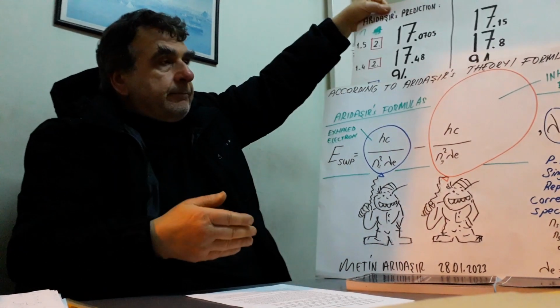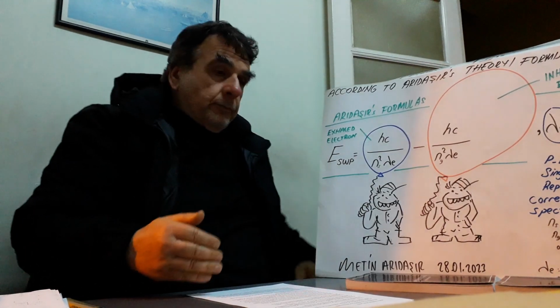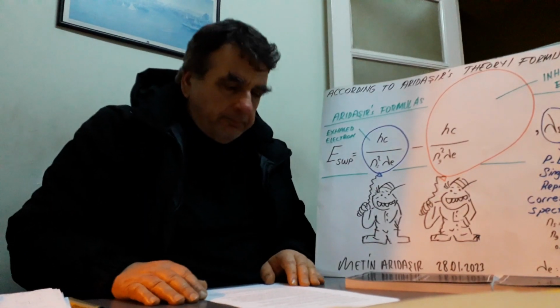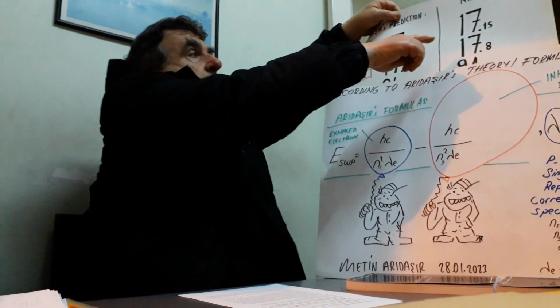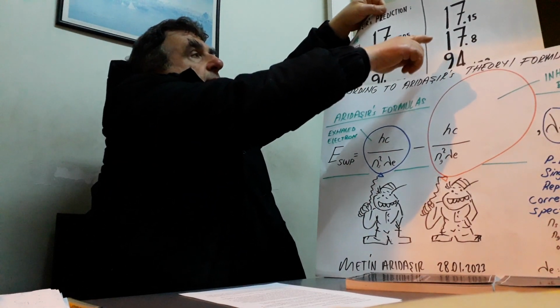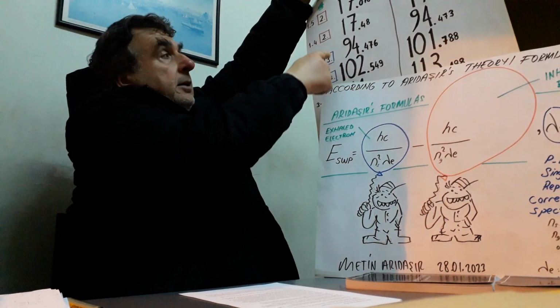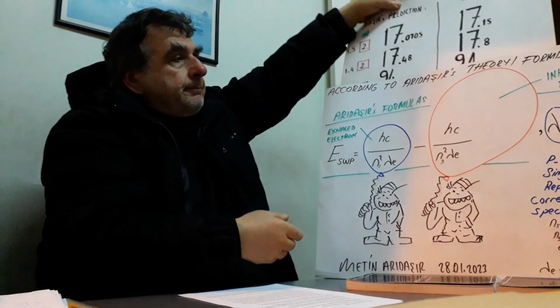Spectral lines. Right side NIST data, left side my prediction. Okay? I advise you to watch my previous and former videos about lithium atom. Yes. Right side, National Institute of Standards and Technology data. Left side, my theoretical predictions, according to my theory and my formulas.